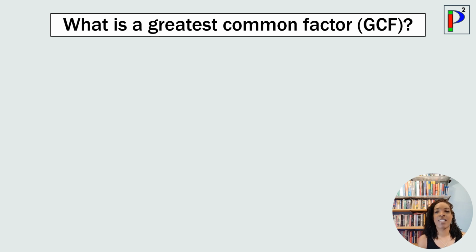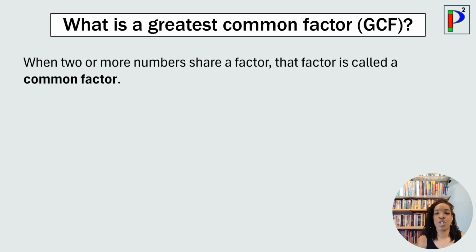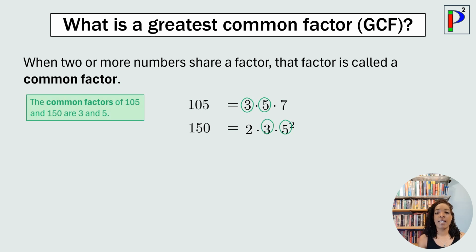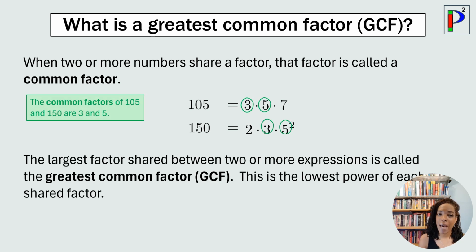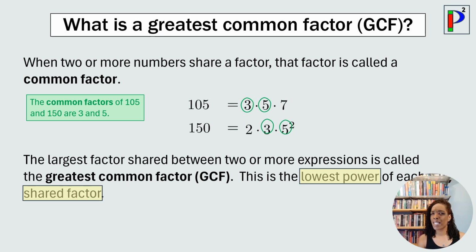So what is a greatest common factor? Well, when a factor is shared between two or more numbers, we call this a common factor. For example, if we use our prime factorization of 105 and 150, it's easy to see that they have 3 and 5 as common factors. And math vocabulary matters. Greatest common factor is the largest shared factor between expressions, and it's just the lowest power of each factor. Now I bet you're wondering, why is it the lowest power?